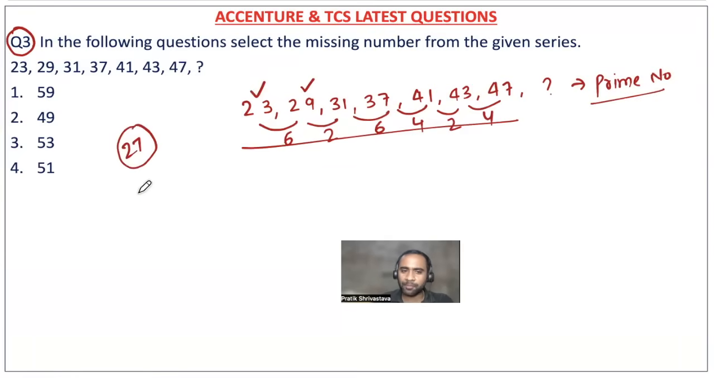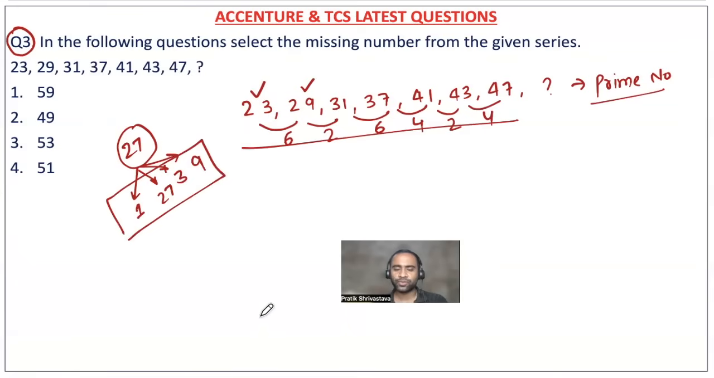No. A prime number is a number which is divisible only by 1 and itself. But this 27 is also divisible by 3 and by 9, so this is not a prime number. Please have this clarity. Now 29, next is 31, then 37, then 41, then 43, then 47. Then many of you will mark 51 in the examination, which is again wrong, because 51 is divisible by 3, and it is divisible by 17, as well as by 1 and 51.